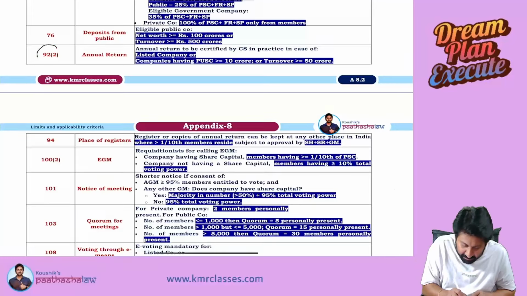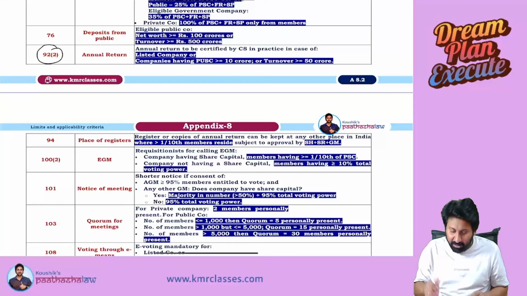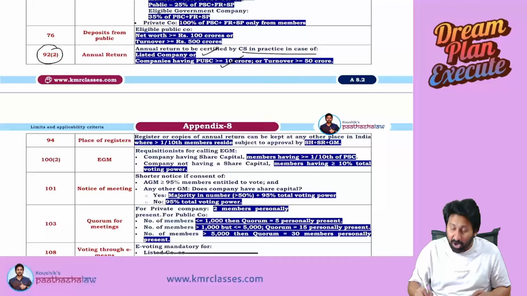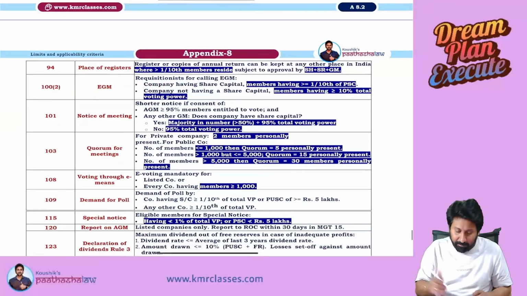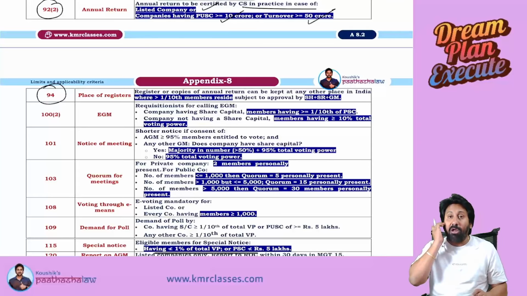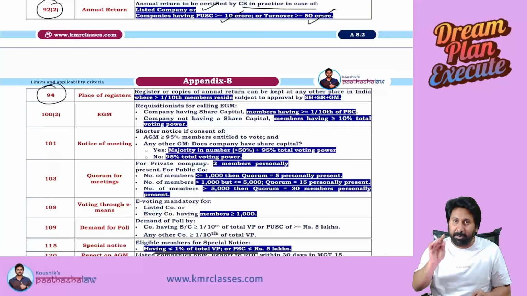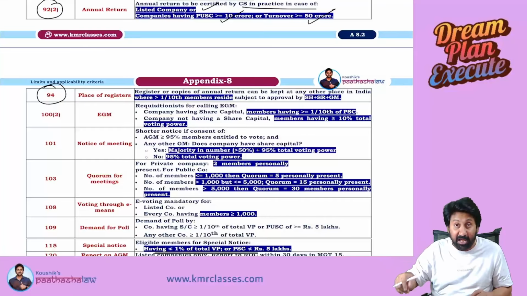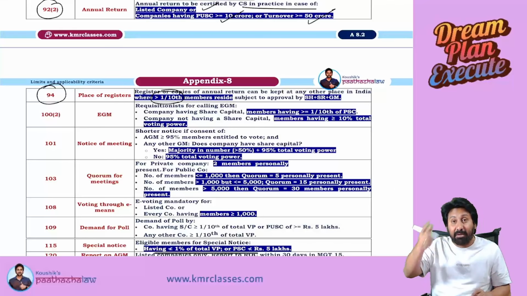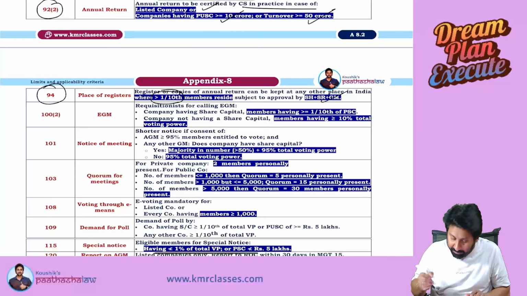Next, very important from now, annual return. Okay, annual return should be certified by CS in practice in case of listed company or company having paid up share capital of more than or equal to 10 crore or turnover more than or equal to 50 crore. Next one, place of registers. Normally, registers should be kept at a registered office, but you can keep at some other place within India if more than 1/10 of the members reside in that place and a special resolution has to be passed.